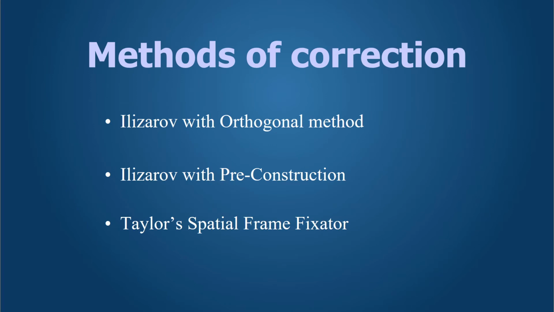Now, the methods of correction of the oblique plane deformity can be either Ilizarov with the orthogonal method, which is a very simple and practical method that does not involve any calculations, or the more precise Ilizarov method with pre-construction using the graphic method of planning, and finally the much more high-tech, sophisticated and relatively simpler method for the surgeon, that is the use of the Taylor spatial frame fixator.